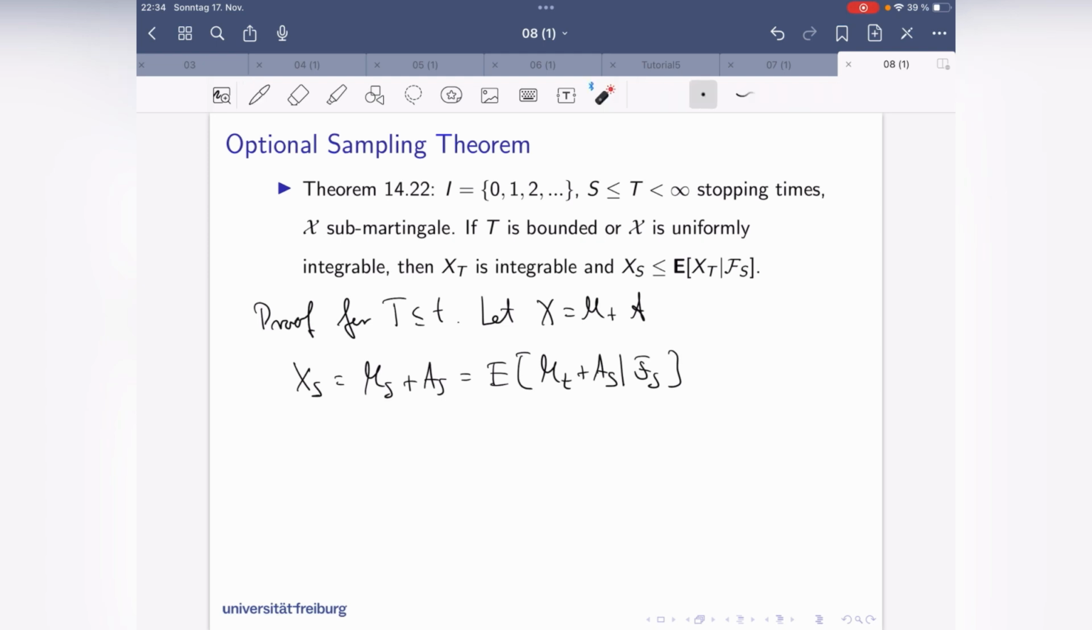Since x is a submartingale, A is non-decreasing, which means we only make it larger if we say that's not plus A s but plus A at T given F s. And I replace M t by the conditional expectation of M t given F big T. I can also do this.